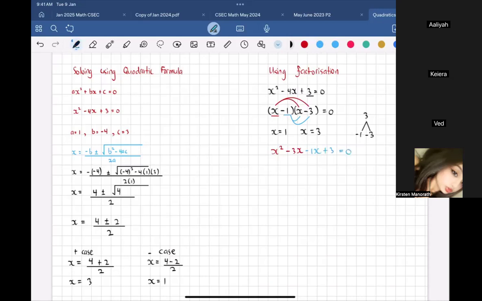Now we have to simplify. Are there any other x squared terms in the equation? No, so I write back x squared. I have minus 3x and I have minus x. So how many minus x's do you have? Minus 2? No.